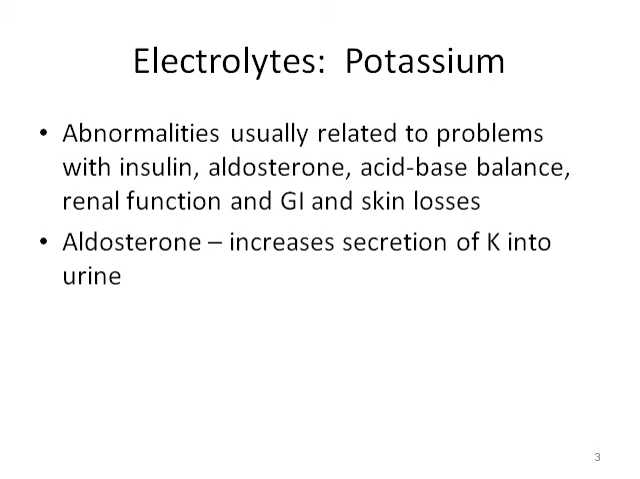Most potassium abnormalities are going to be probably associated with alteration in renal function or GI function, in other words, a lot of vomiting or possibly a lot of urination that may occur. So that's skin losses. We can get potassium loss if a person has burns. But we also see alterations in insulin or aldosterone, or even acid-base balance can alter potassium levels.